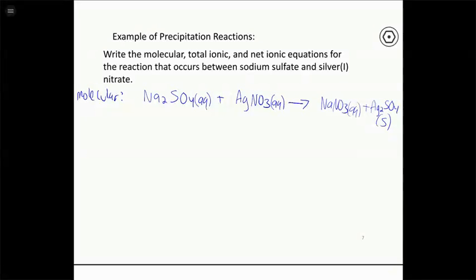We have to do some things to balance this reaction. So we have 2 sodiums over here, so we need to put a 2 in front of sodium nitrate. We have 2 silvers here, so we need to put a 2 in front of silver nitrate. All right, so those coefficients, again, are fairly small usually for precipitation reactions, but we have to make sure we include them if we want to balance it out. And then from here, we can write the total ionic equation.